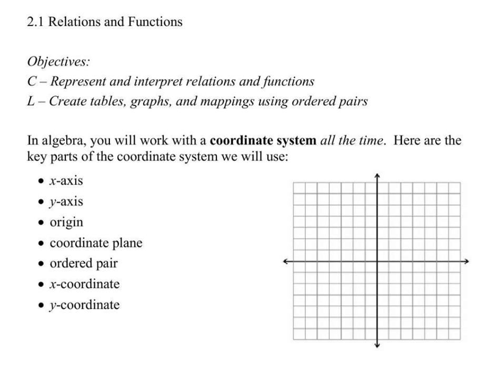So right off the bat in section 1, we're just talking about relations and functions, kind of reviewing some important ideas here. I have a grid with a bunch of vocab words. In algebra you will work with a coordinate system all the time. In Algebra 1 we learned all of these words, so here's the review. Key parts of the coordinate system we will use. This whole grid is the coordinate plane.